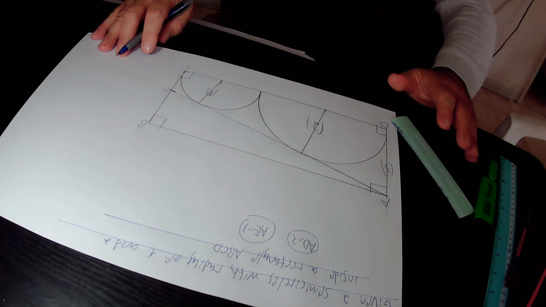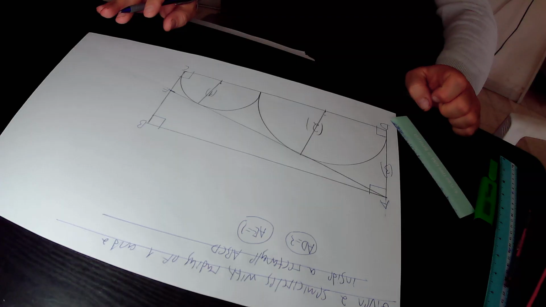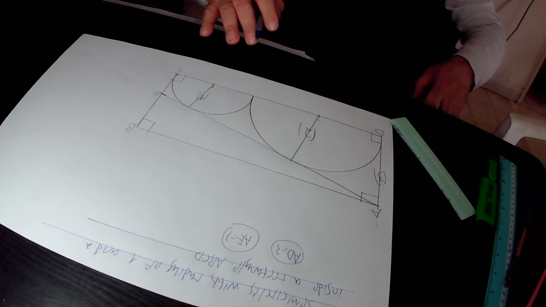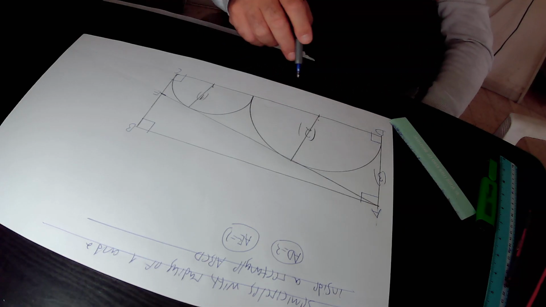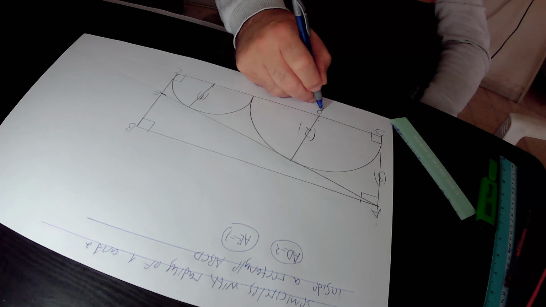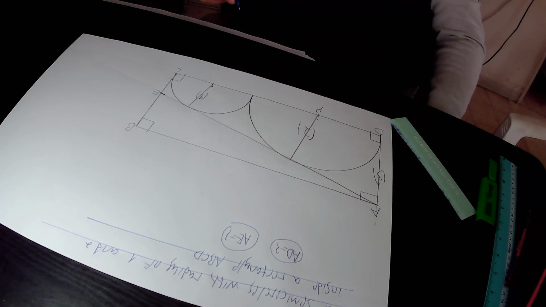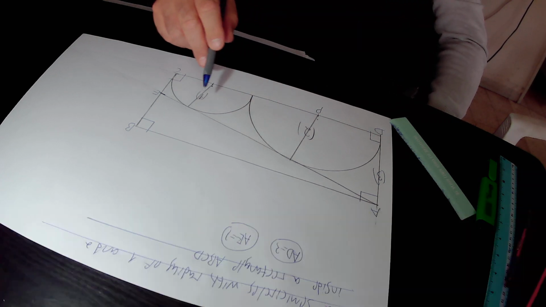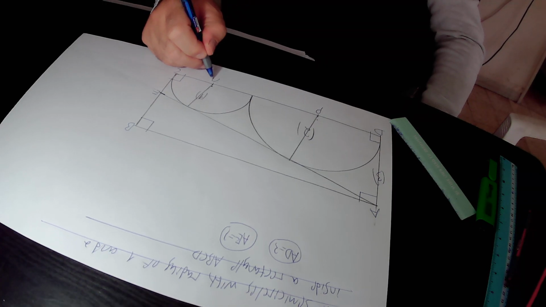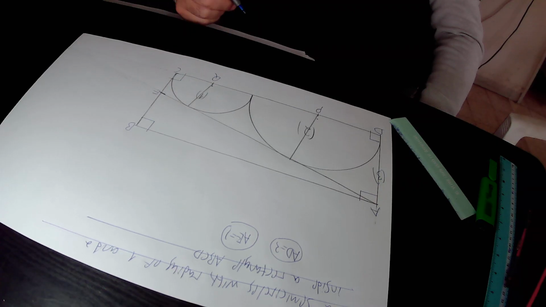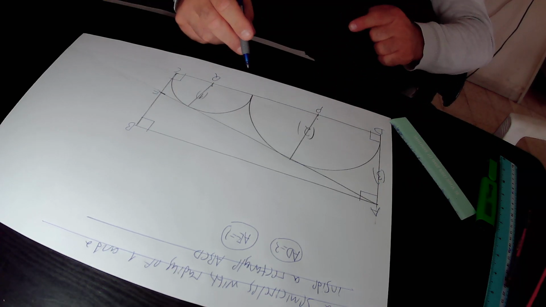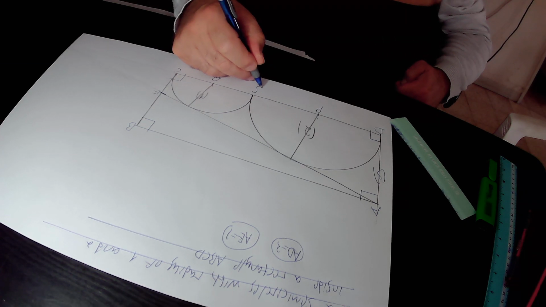In the next step, we'll define the relevant points to this question with letters. We'll define the center of this big semicircle. This point is point P. Likewise, we'll define the center of this small semicircle. This point is point Q. We'll define the touching point of those two semicircles. This point is point S.